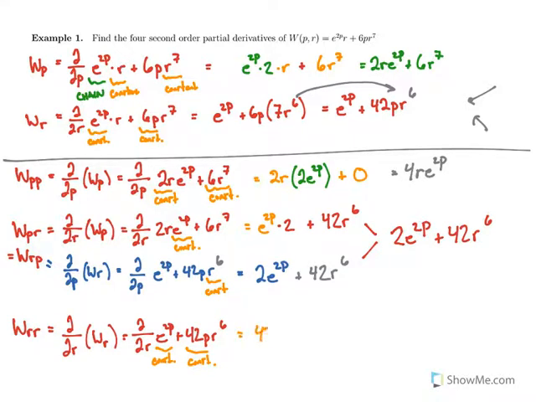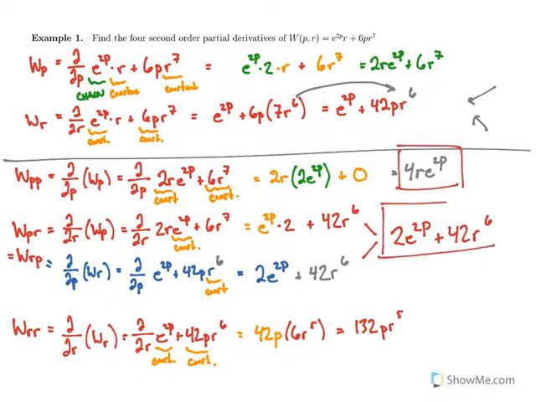So it's just going to be 42p, which comes along for the ride, times 6r to the 5th, which is going to be 42 times 6, which is 252 pr to the 5th. So there are our 4 second order partial derivatives, noting that the middle two are the same as they're always going to be if we have continuous functions, which we're almost always going to have.